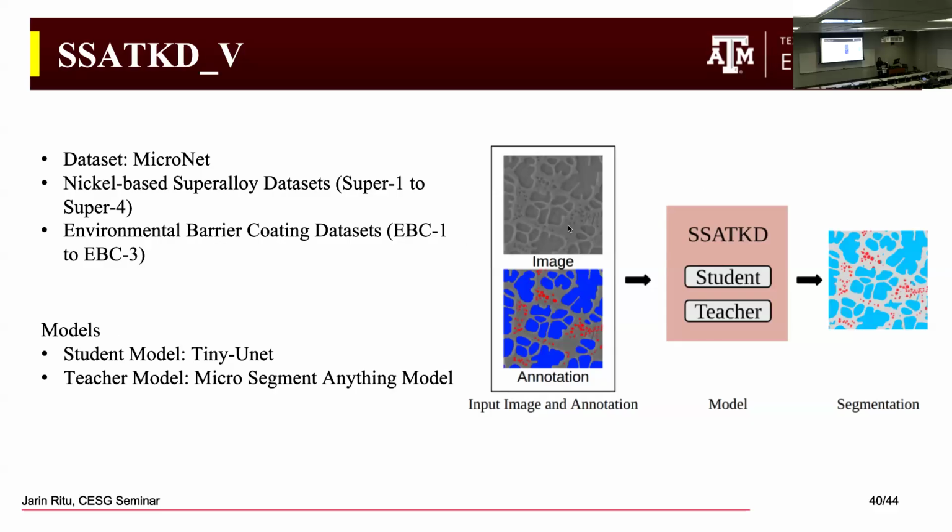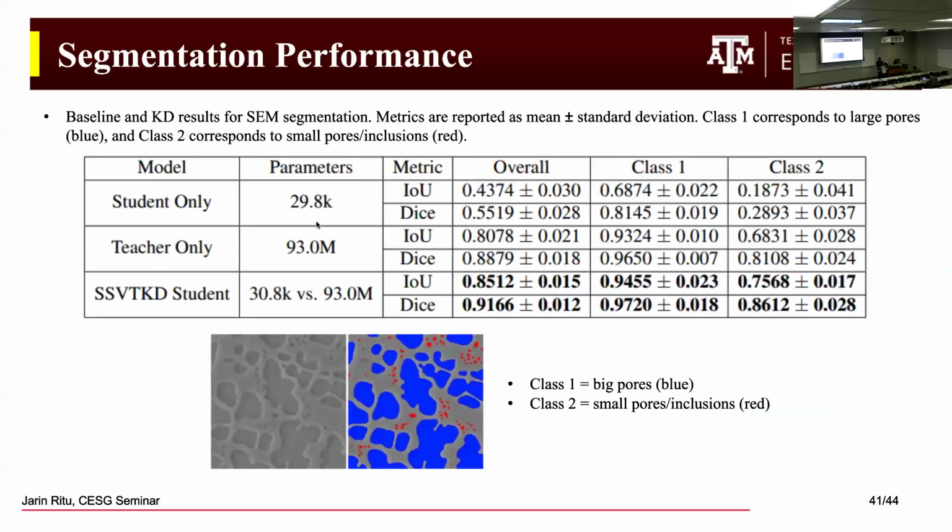I will now have the image and the annotation. In the audio space, we had the audio and the ground truth. Here for the segmentation task, our masks or annotations are the ground truth, along with the image. I will pass those image and annotation through the SSTKD framework, and I will do the segmentation. If you see the image, we have two classes to segment. One is the blue class, which is the large class, and one is the red class, which is the smaller class.